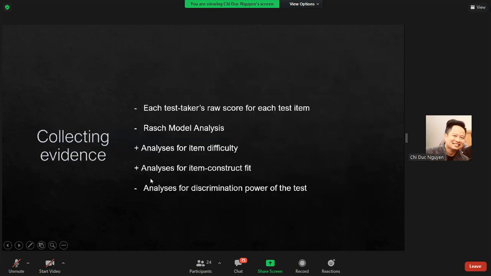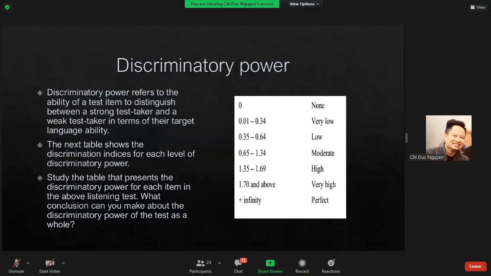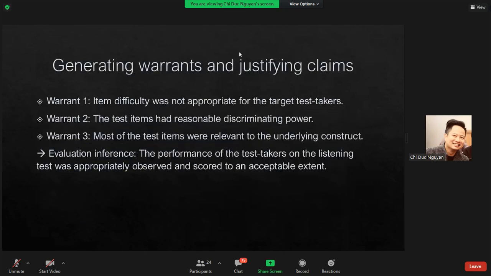And from this, we need to build up, generating the warrant and justifying the claim, because we say no to the first warrant, we say yes to the second one, we say yes to the next one. So the performance of the test takers on the listening test is appropriately observed and scored to an acceptable extent. Yeah, so we have 2 yes and 1 no. So that is the reason why we can justify the claim. But the claim is supported just to an acceptable extent.